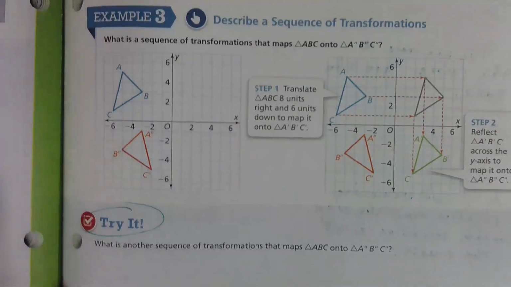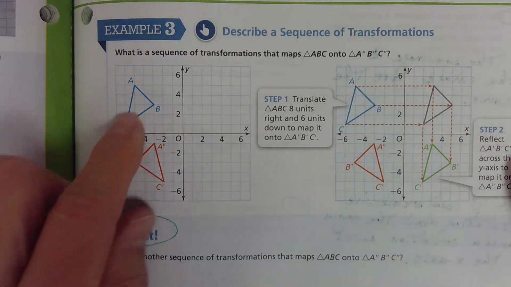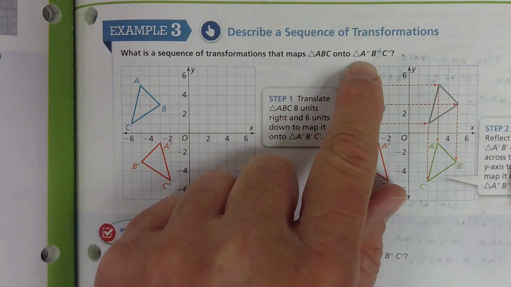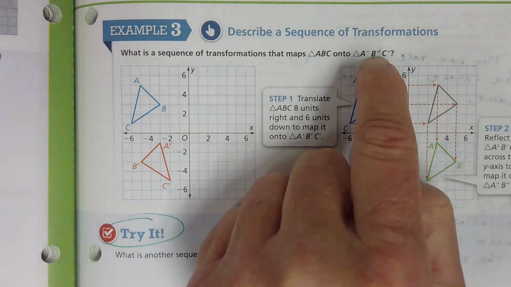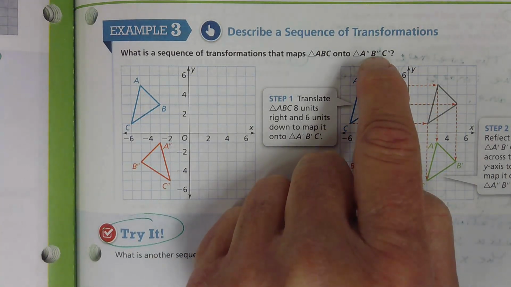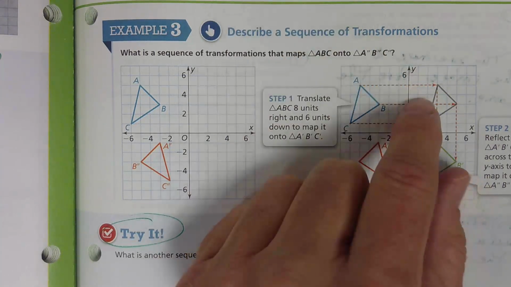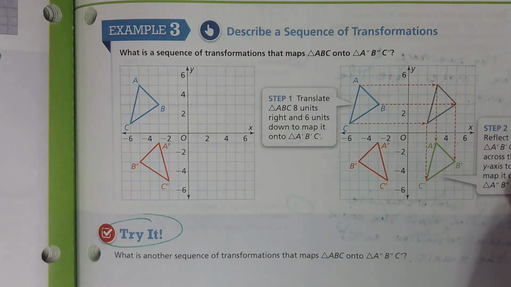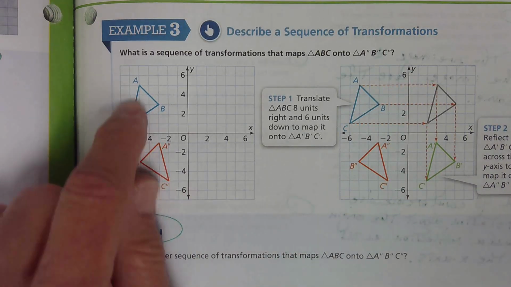Example 3. It says, what is a sequence of transformations that maps triangle ABC into A''B''C''? And now we get into double prime. That's what they call these. If they have 2 marks, it's double prime. 1 mark, a prime. Okay, that's called double prime. A''B''C''. And so again, they just answer that for you.